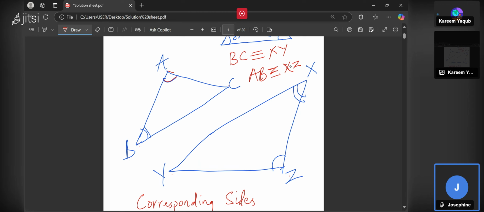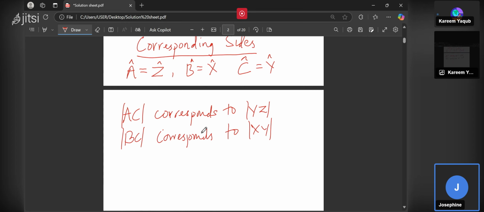And if you want to teach someone, that's the same thing you are going to do. You understand? If they are able to identify the corresponding sides, that means they have already understood the topic. So this is the main part that is very, very compulsory. So AB corresponds to XZ.